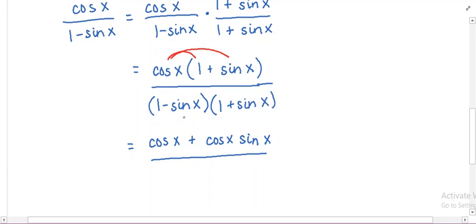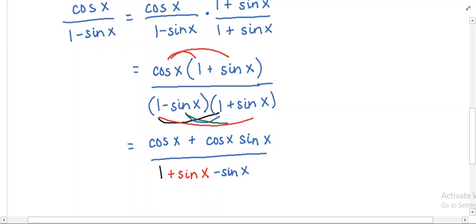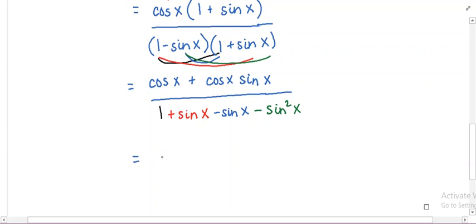You have to do your first terms, your outer terms, your inner terms, your last terms. So we're going to do 1 times 1, which gives us 1. Then 1 times sine of x gives us plus sine x. Then the inner terms: negative sine x times 1 is negative sine of x. And then the last terms, negative sine of x times positive sine of x, that's going to be negative sine squared x. So that's what happens when we multiply out. I'm going to clean this up. In the top, I have cosine of x plus cosine of x times sine x.